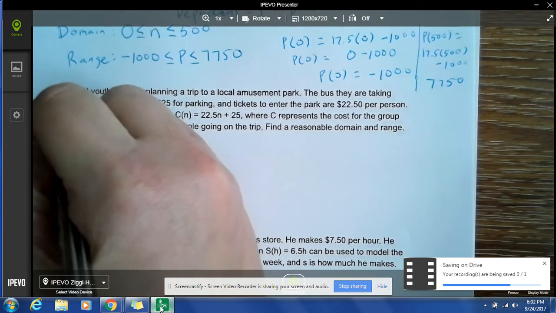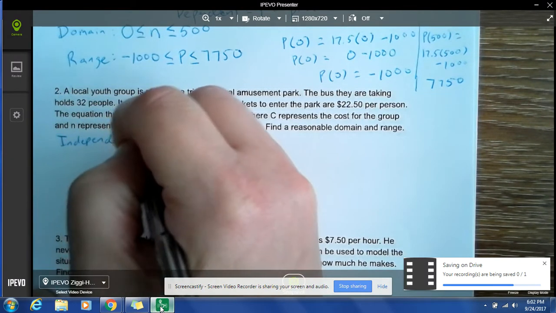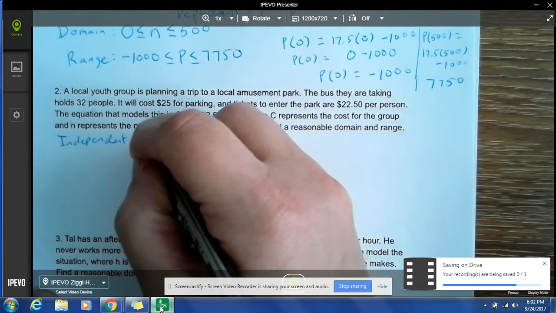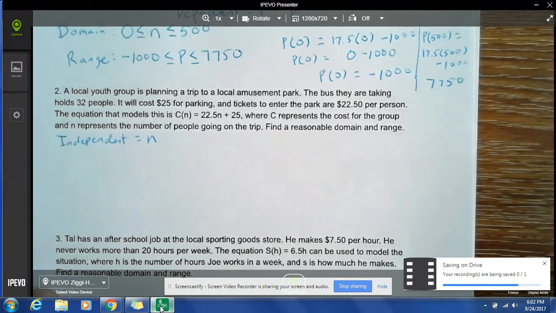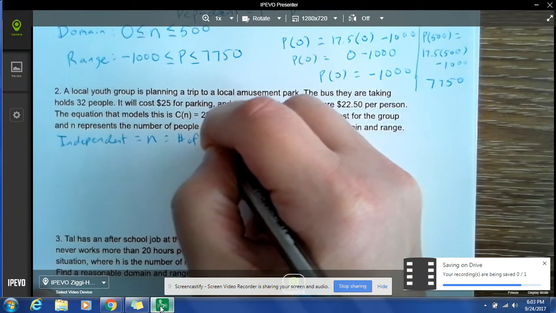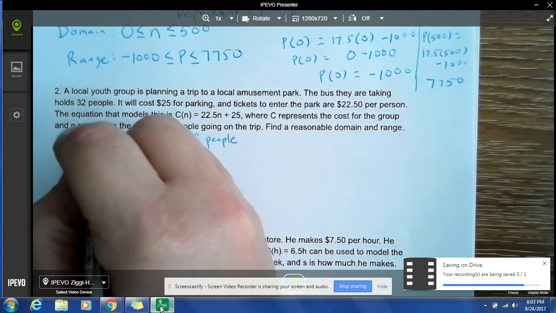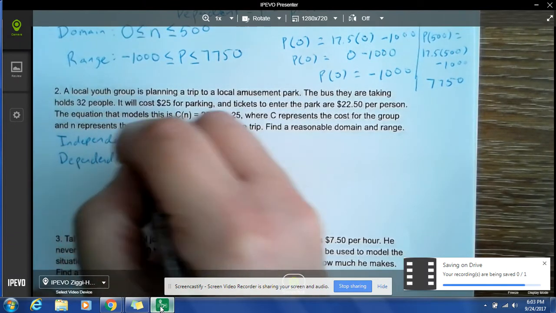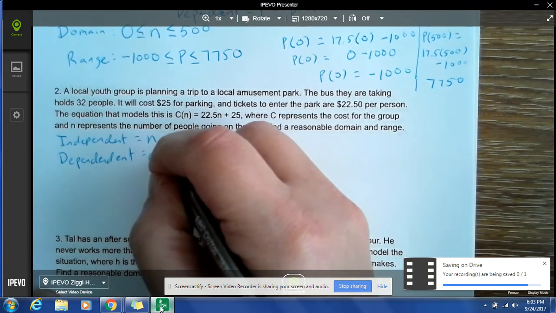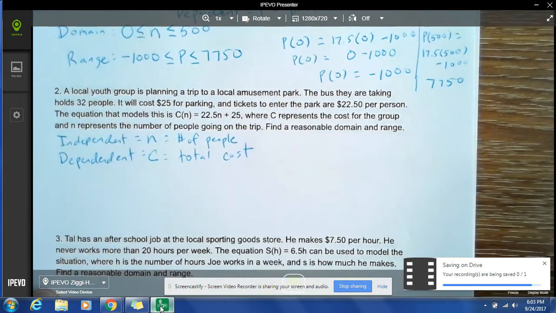All right, so let's talk independent. Independent is going to be, guess it, n again, which is the number of people. And our dependent is going to be C, or the total cost.